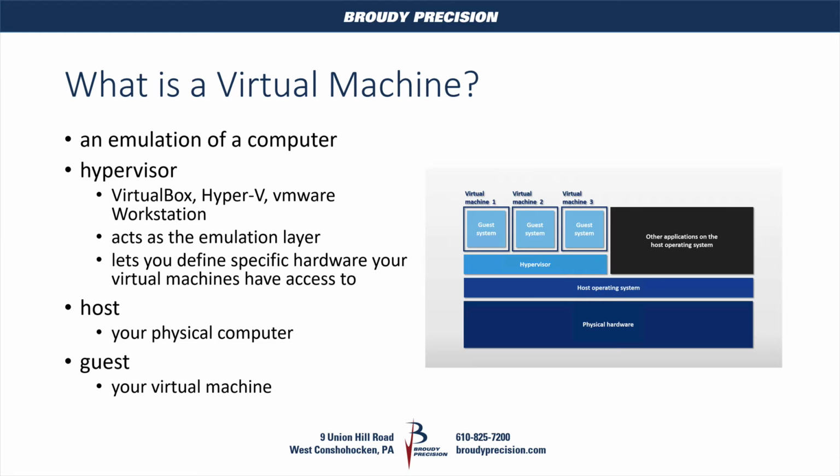So what is a virtual machine? A virtual machine is essentially just an emulation of a computer. So if we look at this diagram on the right here, we've got our physical hardware, that's our hardware that we can touch. We've got the operating system that's on that physical hardware. And then we have this hypervisor. What is a hypervisor? A hypervisor is essentially our emulation layer.